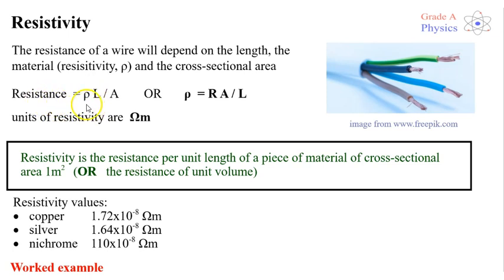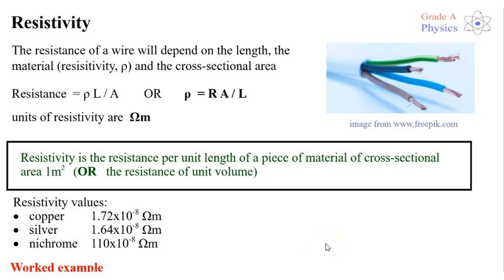So the resistance is equal to resistivity multiplied by L divided by A. Alternatively, if you make rho the subject, so rearrange this formula, rho is equal to RA over L, and then we can work out the units because we have ohms times meters squared divided by meters. Meters squared divided by meters gives us meters, ohm meters.